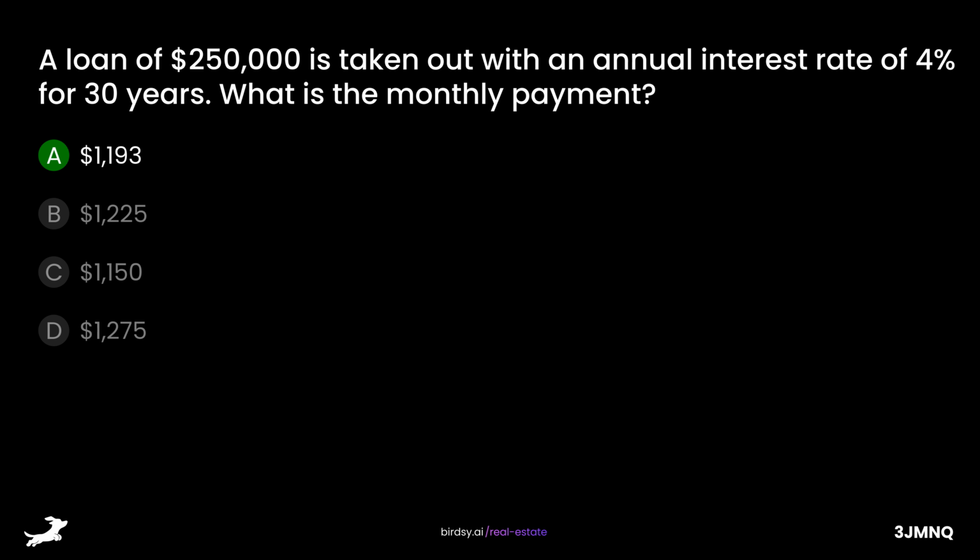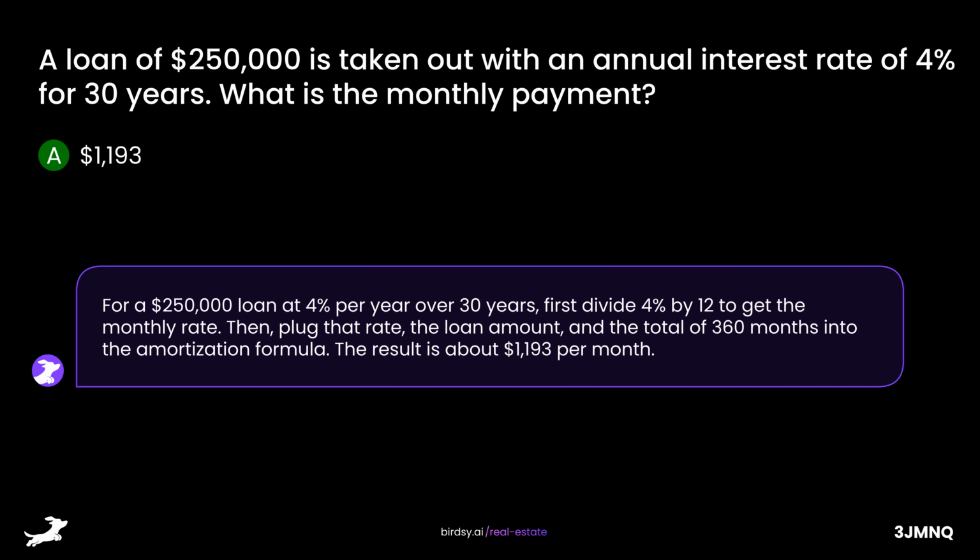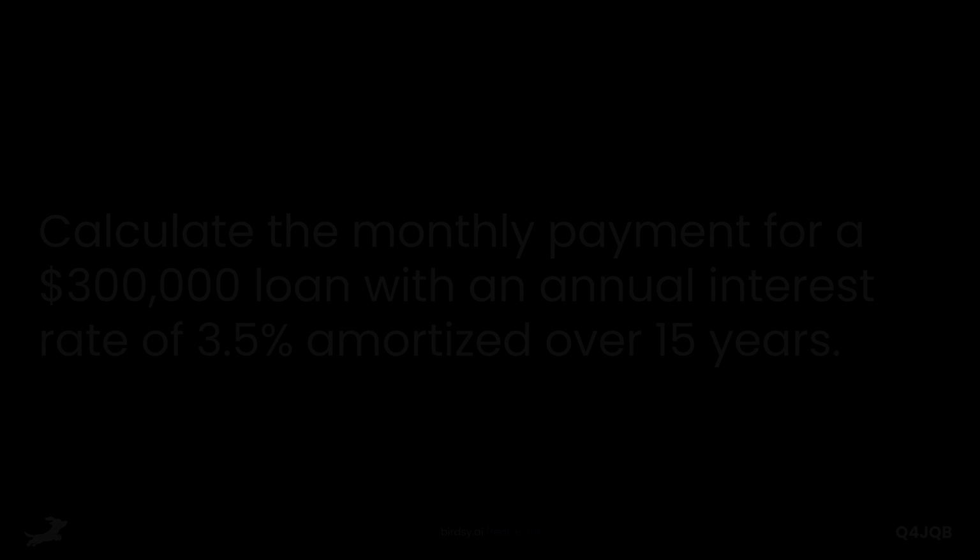$1,193. For a $250,000 loan at 4% per year over 30 years, first divide 4% by 12 to get the monthly rate. Then, plug that rate, the loan amount, and the total of 360 months into the amortization formula. The result is about $1,193 per month.